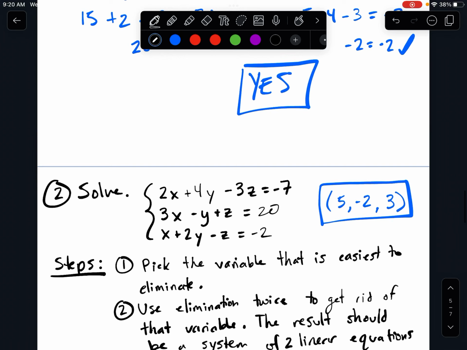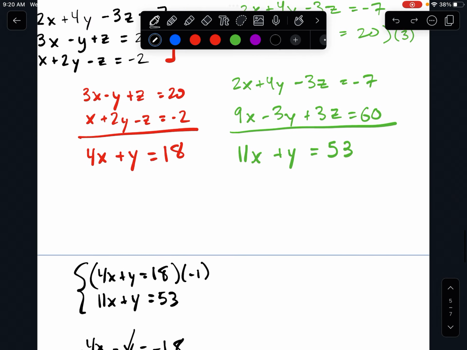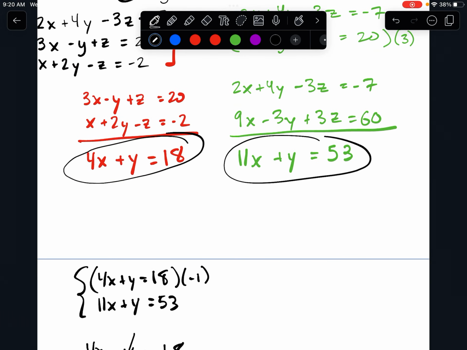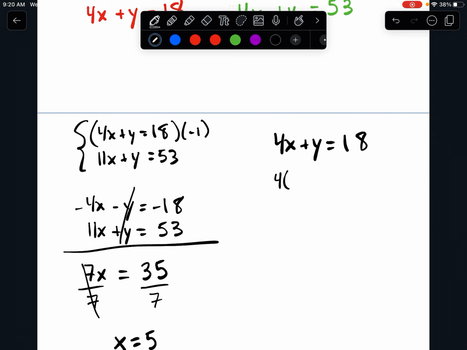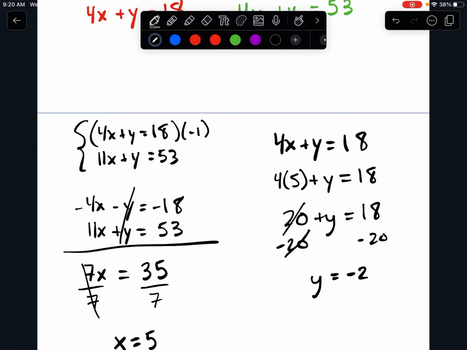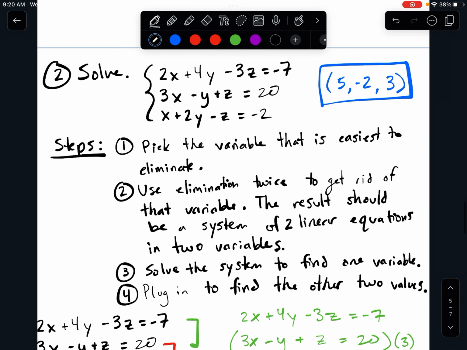So we can verify this is true because, again, we did this problem earlier. We know our answer should be x is 5. Well, now that I know x is 5, I can come back up here to either one of my equations in 2 variables, and I can plug in 5 for x and see what the answer is going to be for y. So let's just use this first one here. So I'm going to take the 4x plus y equals 18, and we said that x is equal to 5. So 4 times 5 plus y equals 18. So 20 plus y equals 18. And then when I subtract 20 on both sides, we see that y is equal to negative 2.